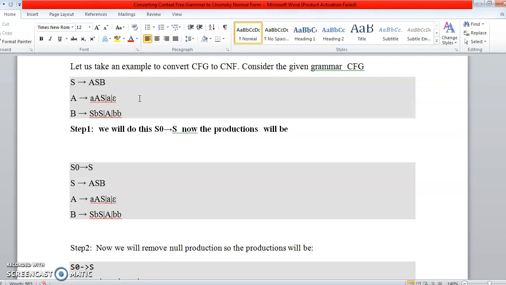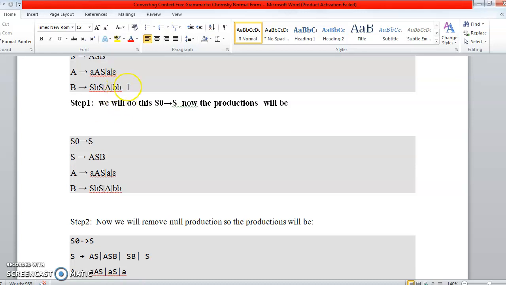Okay, so what we are seeing is S produces ASB, A produces AAS oblique A oblique null, and B produces SBS oblique capital A oblique small b.